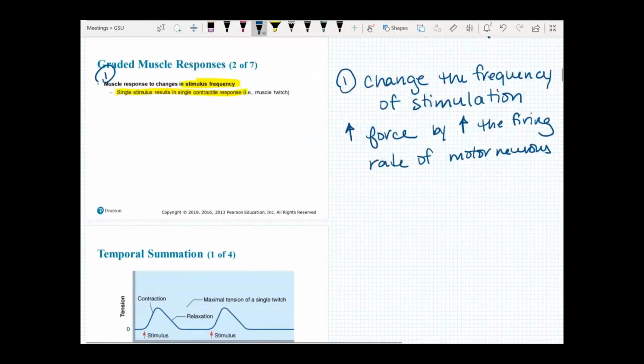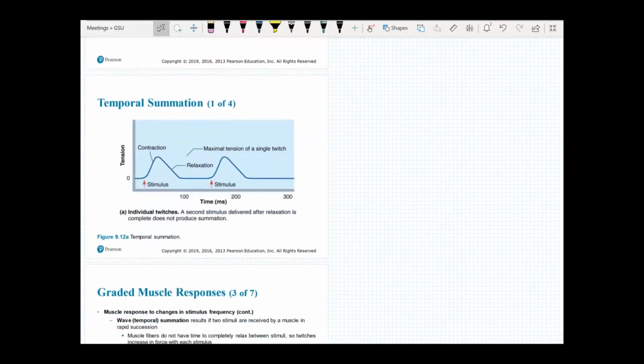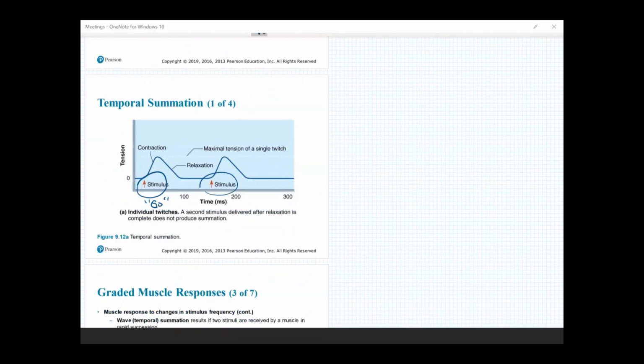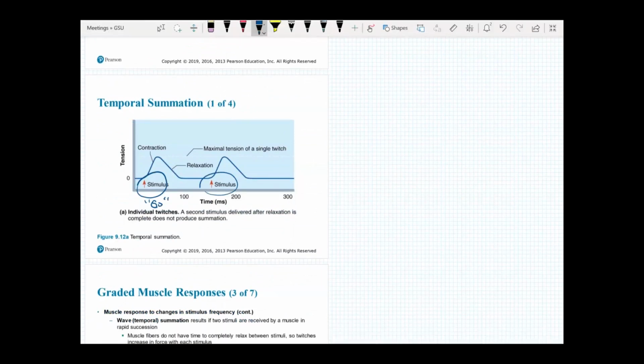So when we look at this graded response, whenever you see this stimulus in red, so I'm going to make mine actually this. Whenever I see this, this is going to be the go. So it's the stimulation. It's how many times you tell it to go. So here we have told it to go twice. One right here, two right here.